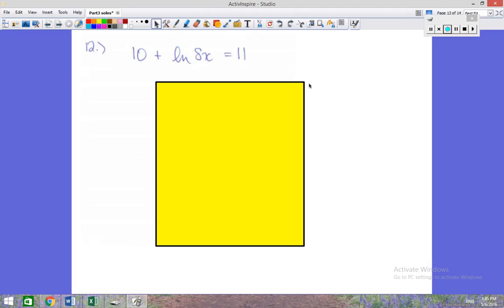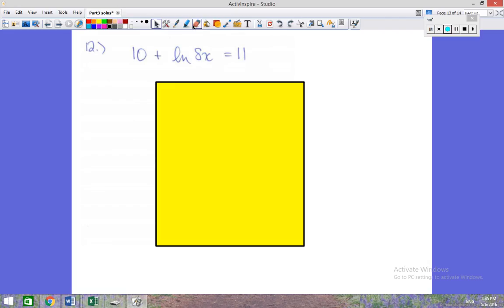Alright, so now I have a log equation, not an exponential equation. With log equations, I have to be careful. I can't take the log of 0, and I can't take the log of a negative number. Sometimes my solutions provide what they call extraneous solutions. So whenever I see a log equation, I've got to check my answer.